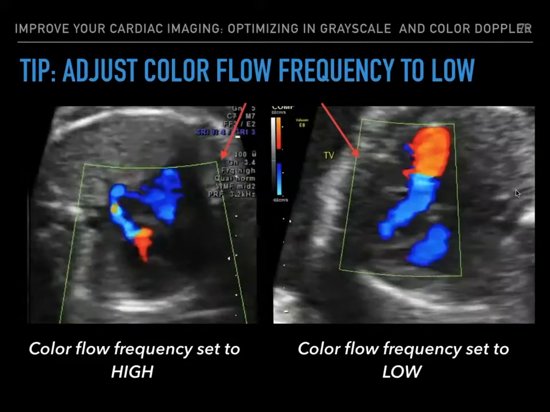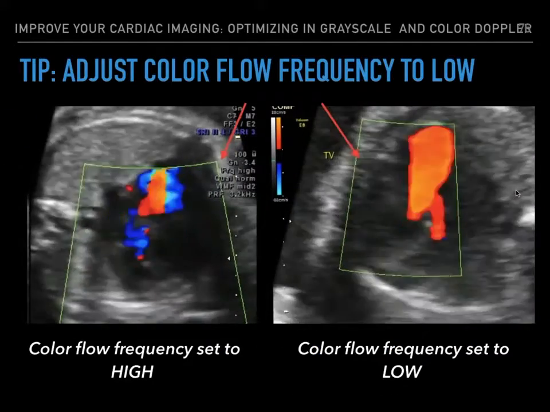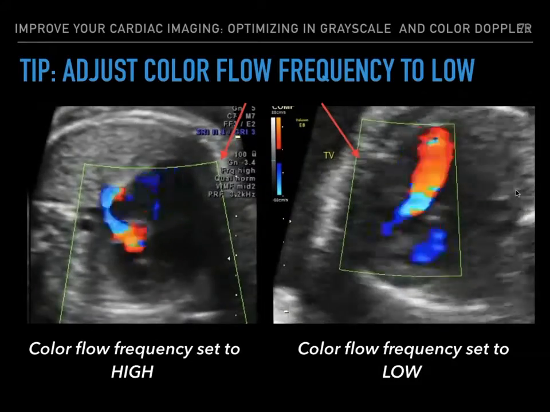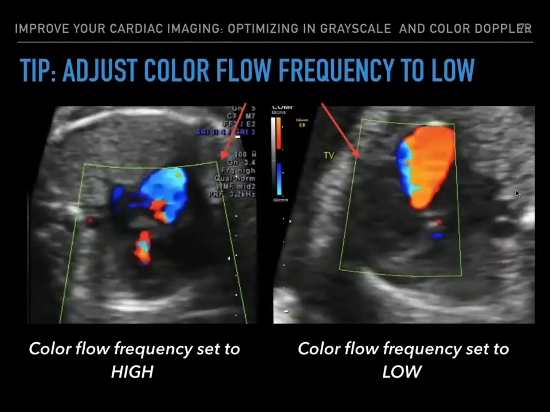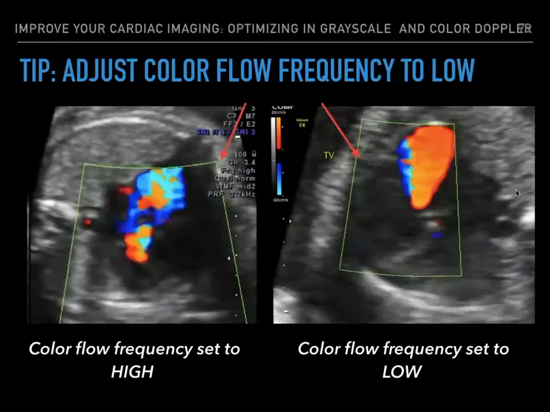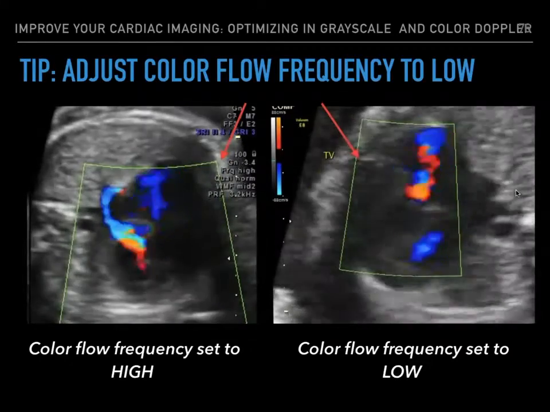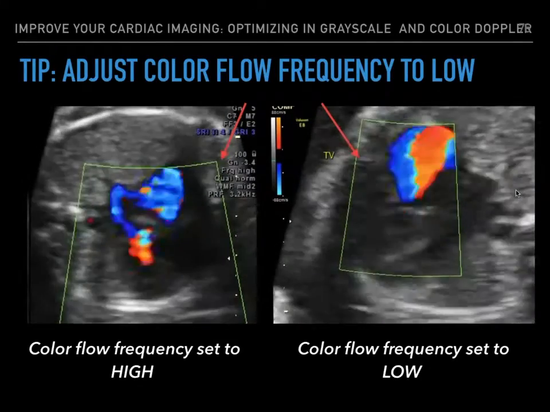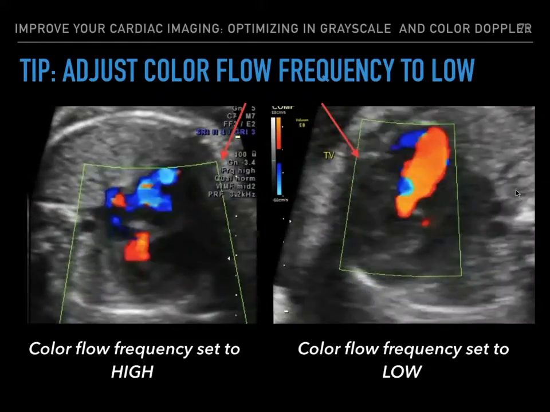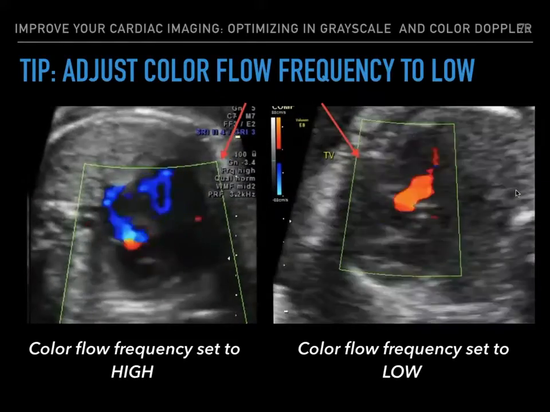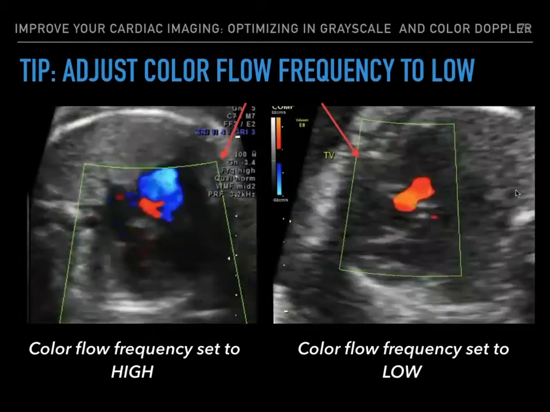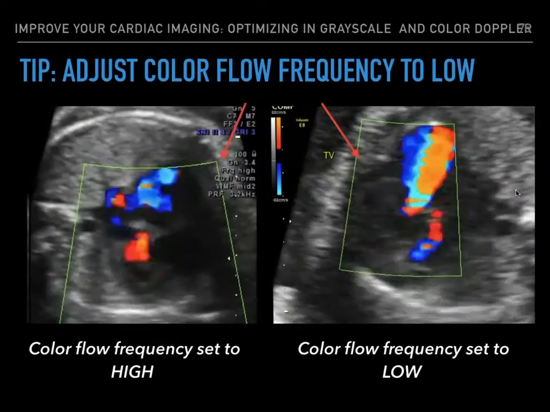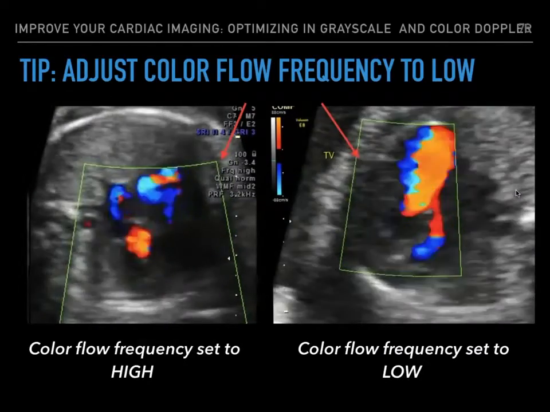So here is a before image with color flow frequency set to high, which is the initial image, and then making these manual adjustments on your color flow submenu, it was set to low. And here you could display and confirm the diagnosis of severe tricuspid regurgitation. So that's an excellent tip to think about when scanning your obese patients with color Doppler.